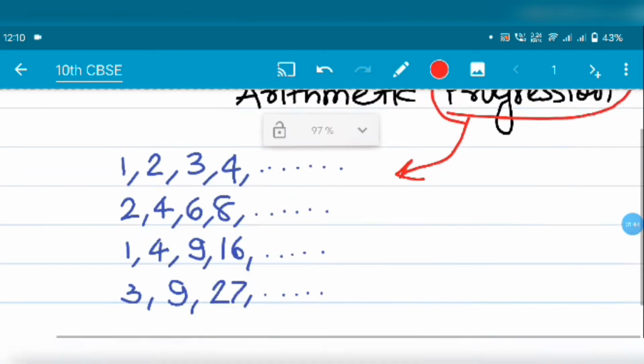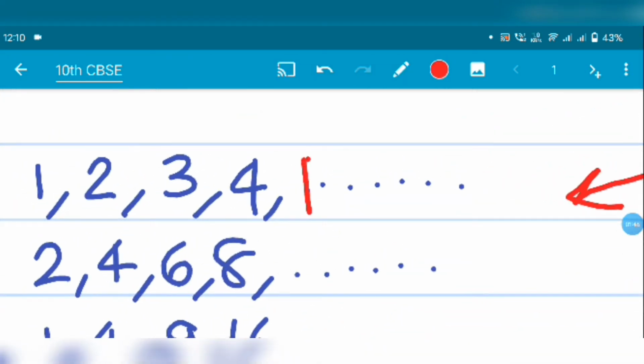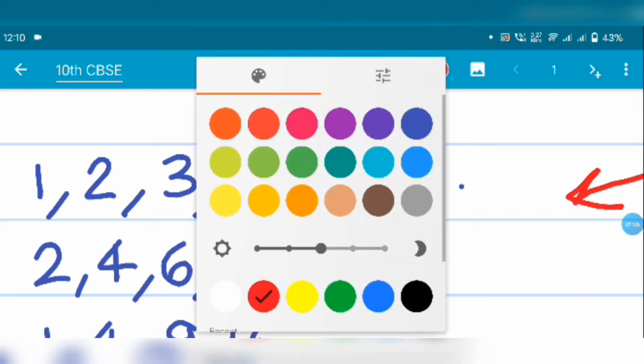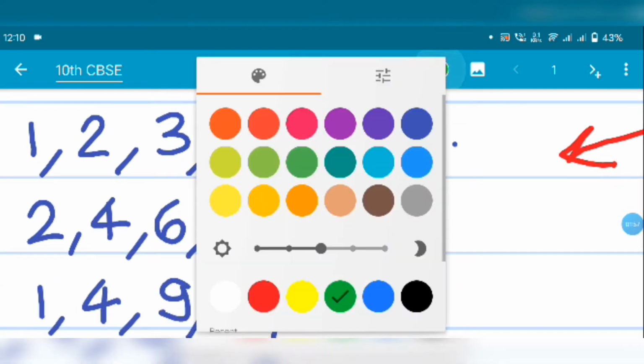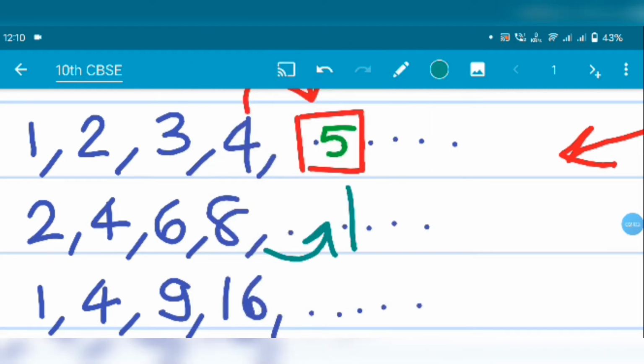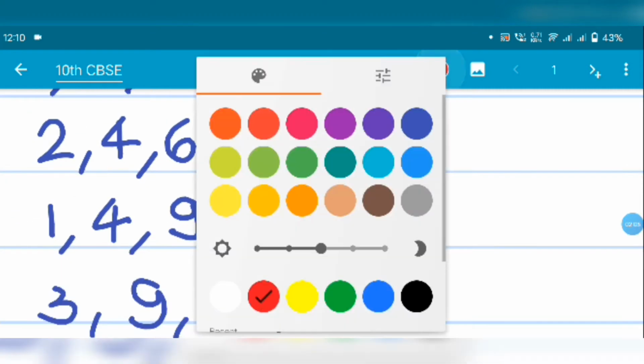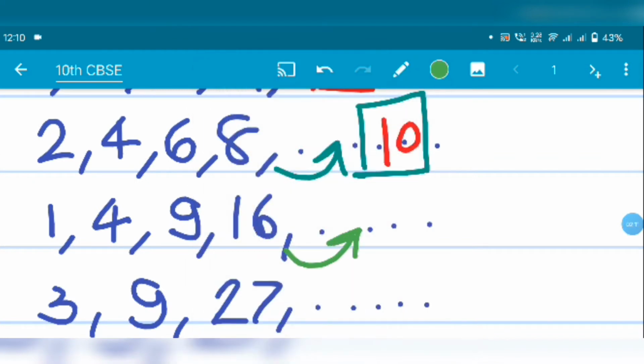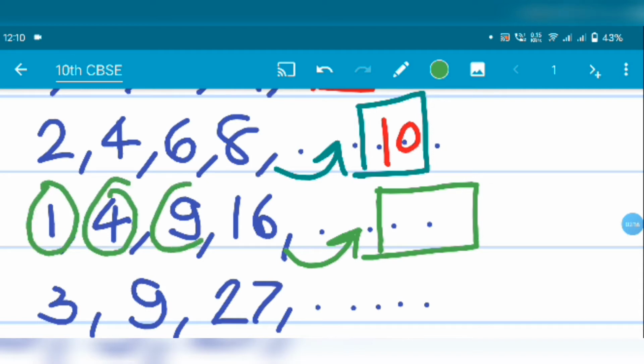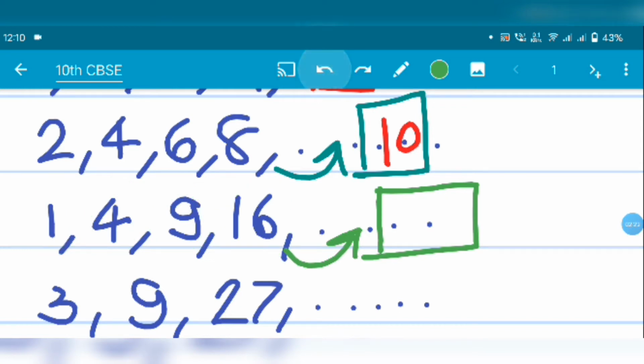If I ask what is the next number after this, it is very simple. After this we can easily say the number is 5. If I ask what number will come after this, again a very simple answer: 10. If I ask what number will come after this, again it is simple. As we have written 1, 4, 9, 16, these are square numbers, so simply we can say the next square number is 25.